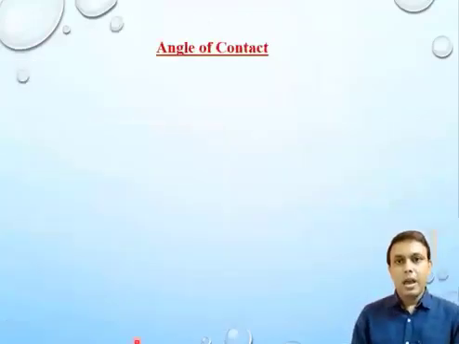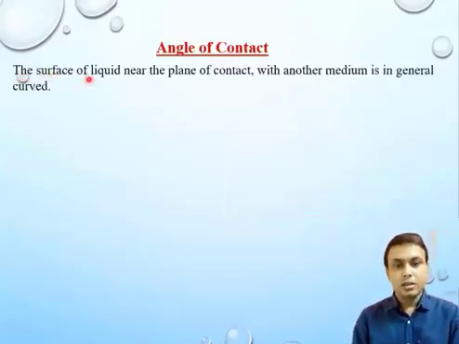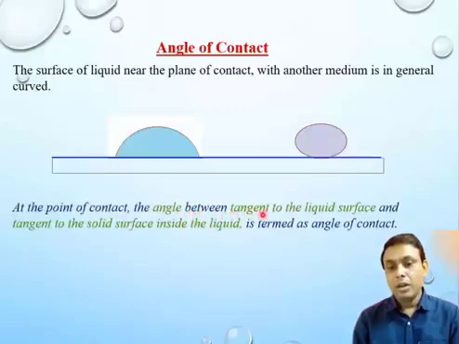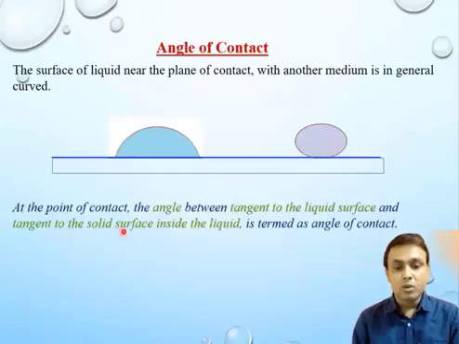Next, angle of contact. The surface of liquid near the plane of contact with another medium is in general curved. Now, at the point of contact, the angle between the tangent to the liquid surface and the tangent to the solid surface inside the liquid is termed as angle of contact.